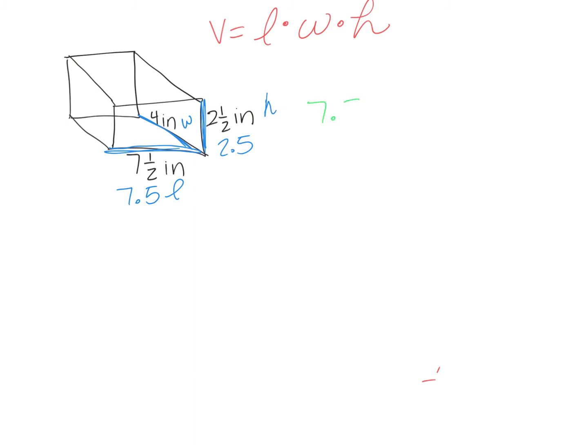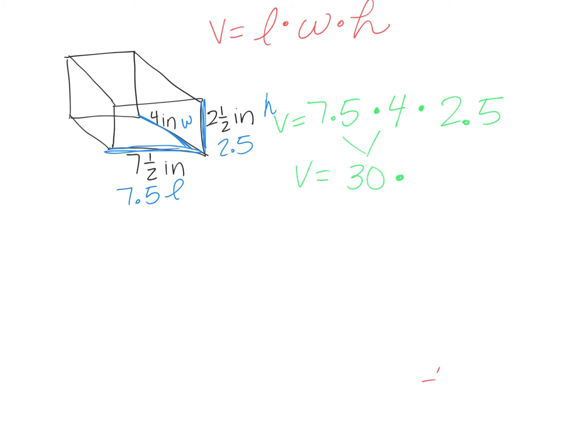So I'm going to use 7.5, that's my length, times my width, which was 4, and my height, which was 2.5. Multiplying these all together is going to give my volume, so that's why I'm putting V equals each time. All right, I'm going to deal with 7.5 and 4 first. So first I'm going to calculate 7.5 times 4, and that's going to give me 30. So I'm keeping my V equals 30.